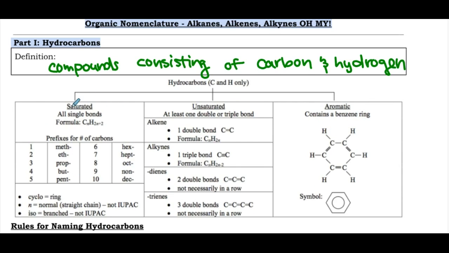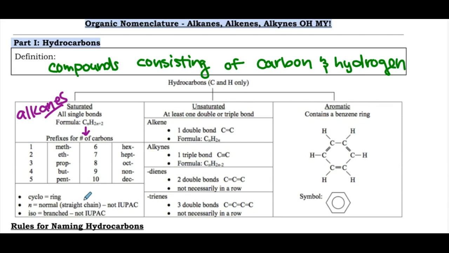The first one are saturated hydrocarbons, and they're known as alkanes. They're saturated because they only have single bonds. So the carbon bonding capacity is still 4. Hydrogen will always be a bonding capacity of 1 or 2 electrons. When it comes to alkanes, it has the suffix ane. It has the formula CnH2n plus 2, where n represents the number of carbons.